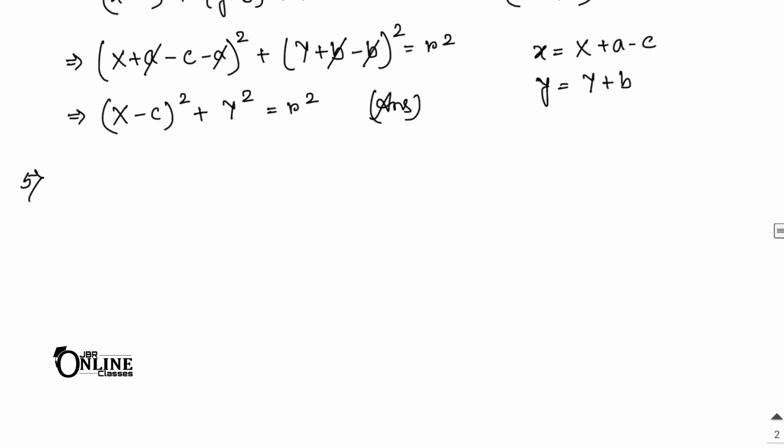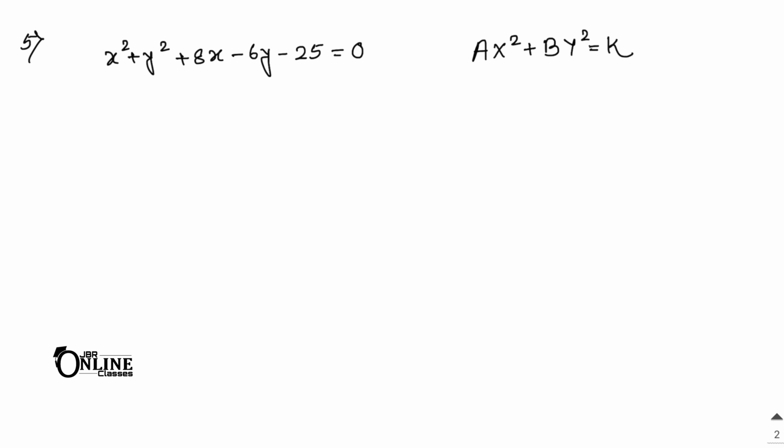Now next, sum number 5. Reduce the equation x square plus y square plus 8x minus 6y minus 25 equals 0 to the form a capital X square plus b capital Y square equals k by shifting the origin to a suitable point. So for this sum, first let the origin be shifted to the point h comma k.